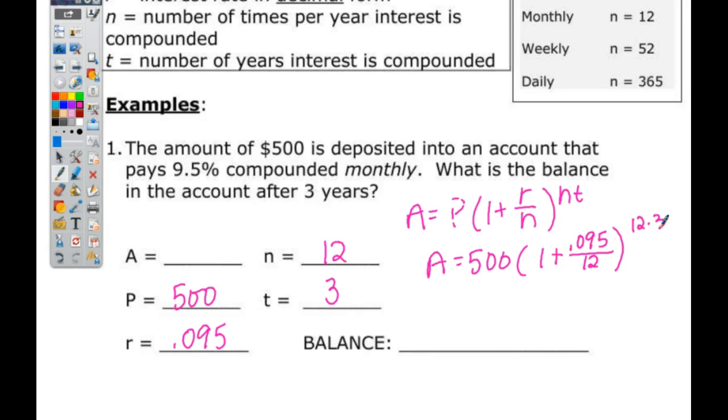So, before you start, let me tell you, you're going to want to take what's inside the parentheses. You're going to raise it to the 12 times 3, which is 36, right? So I'm going to take all of this, and I'm going to raise it to this. Now, on our handy-dandy calculators, you're going to want to do 0.095 divided by 12 first. So take 0.095 divided by 12, add the 1. I'm going to raise it to what power? 36. And then I'm going to multiply that number times 500.